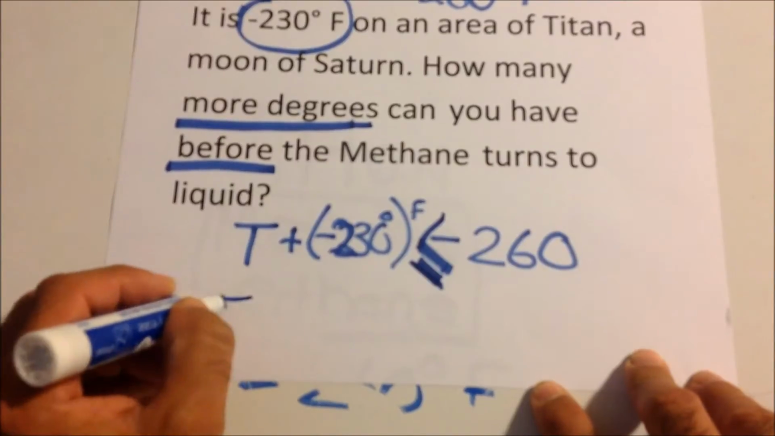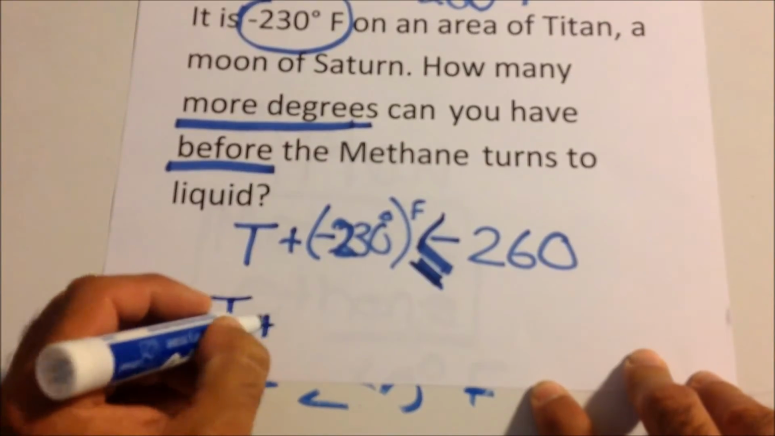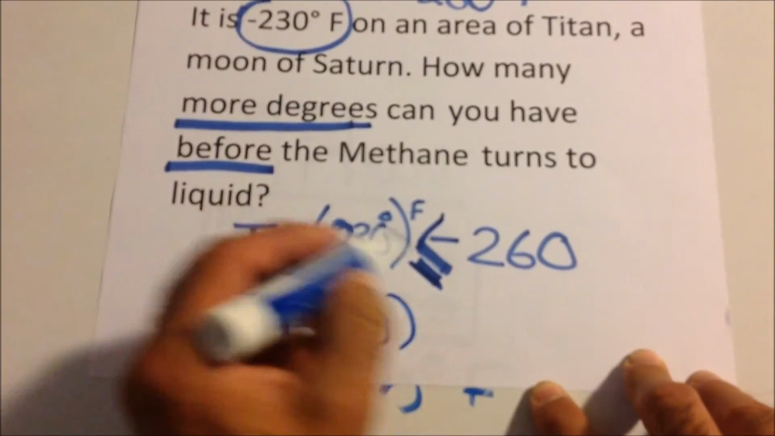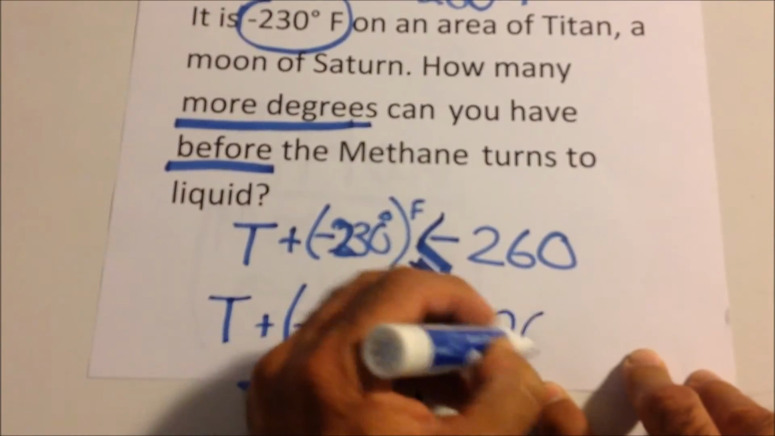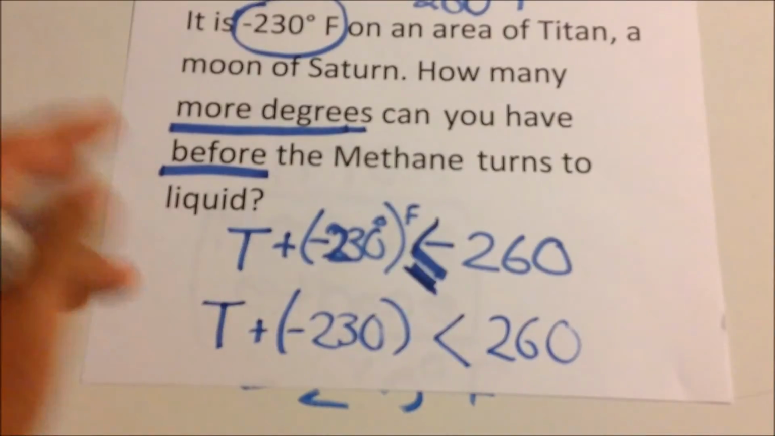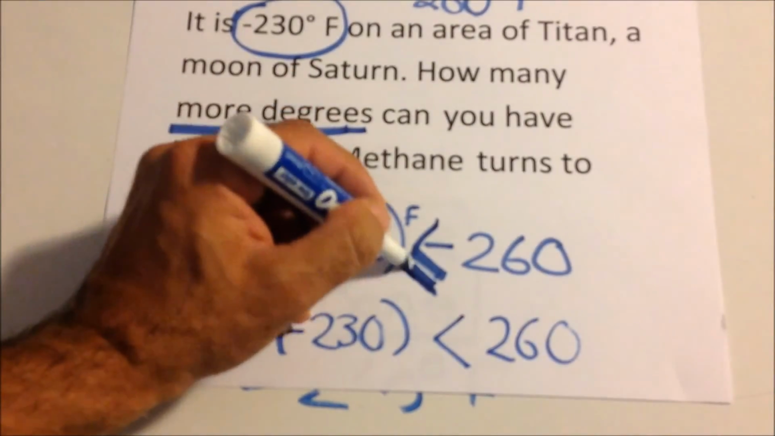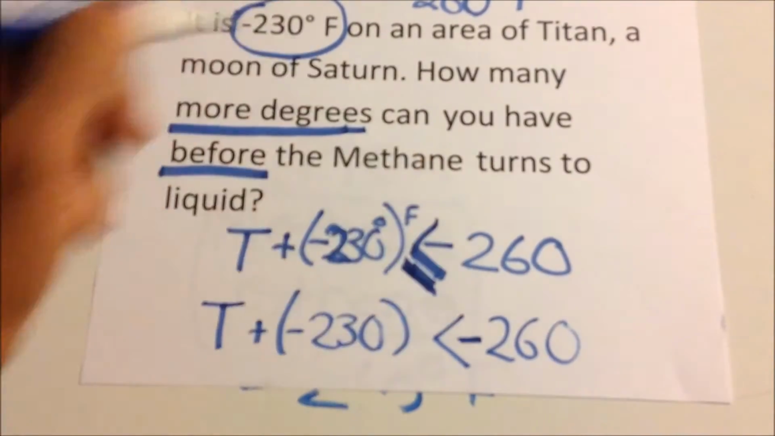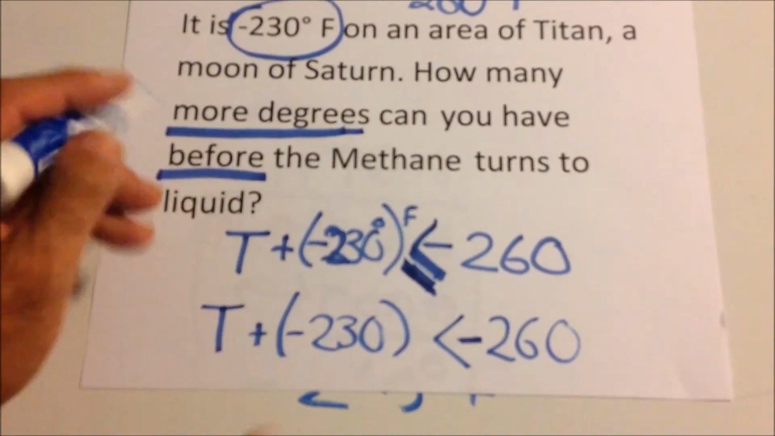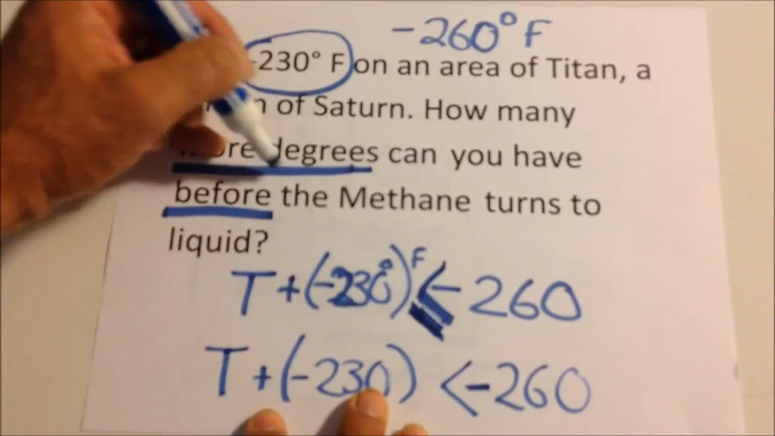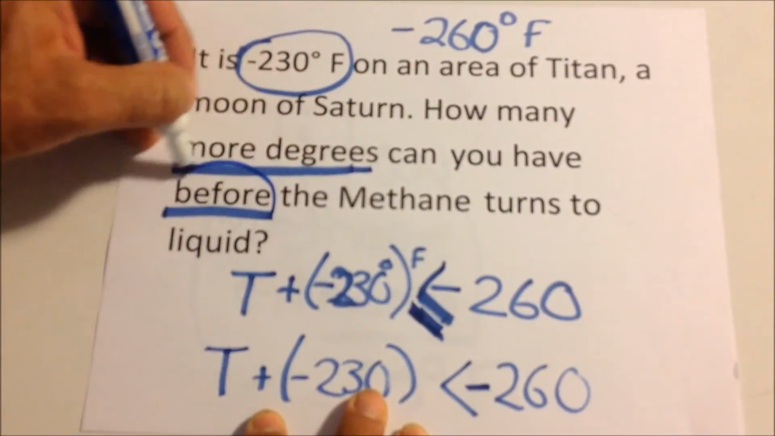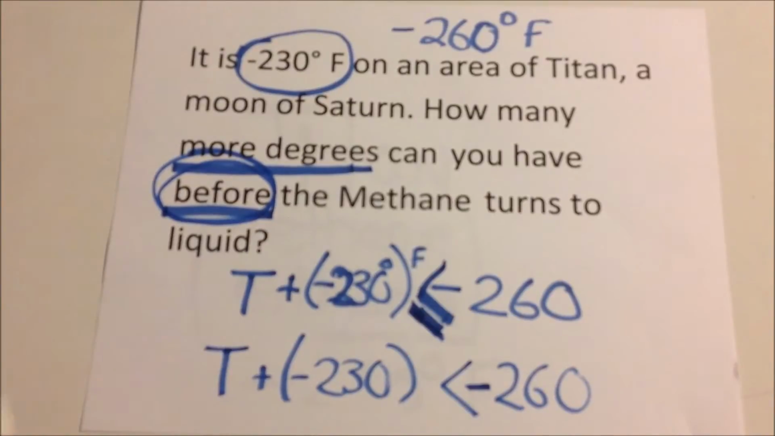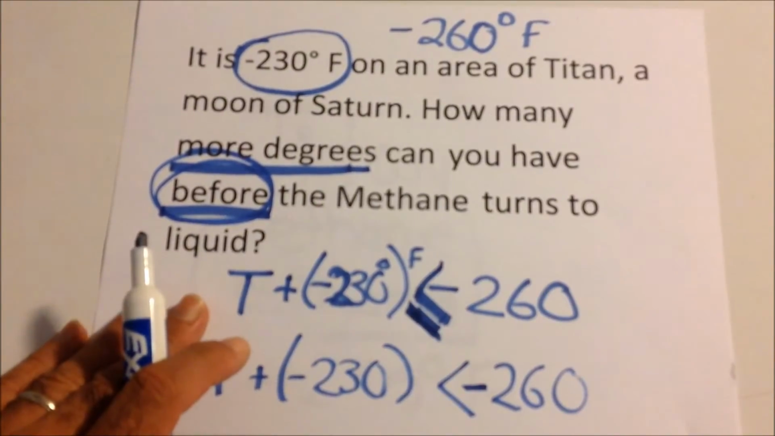We want it that the temperature on Titan plus negative 230, we want it to be less than negative 260 in this case. Because if we say the top one, you're saying that it could be negative 260. That's a negative, by the way. You don't want it to be negative 260 if you look into the question. How many more degrees can you have before the methane turns to a liquid? So look for those tricks.